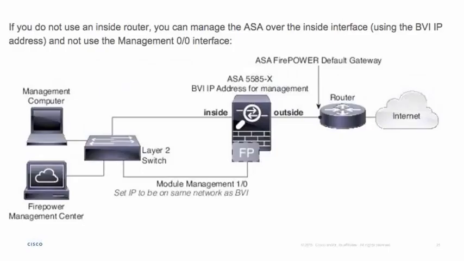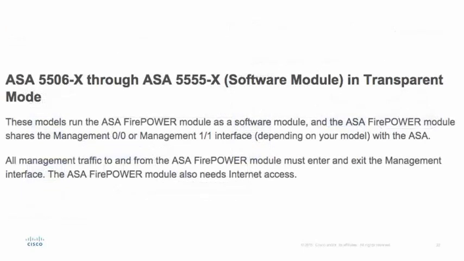You'll know real quick. If you do not use an inside router, you can manage the ASA over the inside interface using the bridge virtual interface IP address of the ASA. You don't have to use the Management 0 interface. So, mid-range appliances in transparent mode. These models are going to run firepower modules as a software module. Again, all management traffic to and from the ASA still has to enter and exit through the management interface.